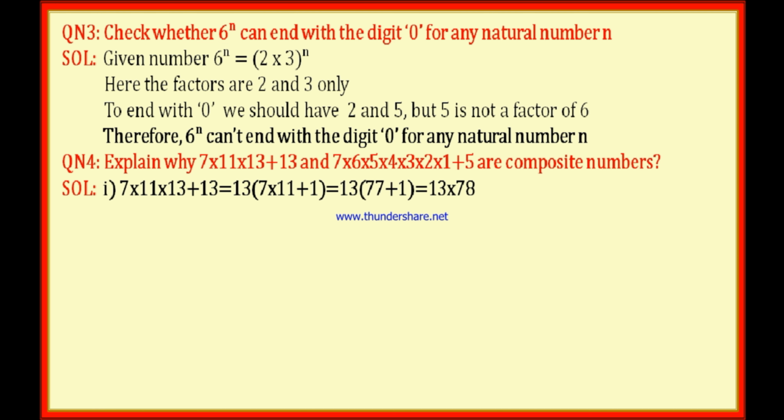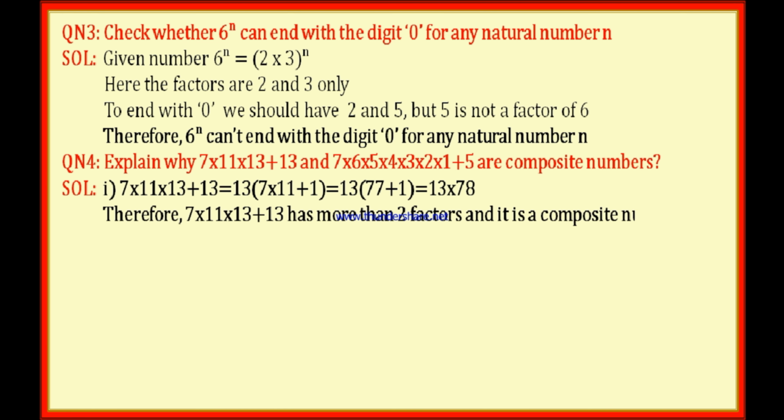If you observe this, it has 1 as a factor and it has the whole product as a factor, and 13 is a factor and 78 is also a factor, and besides this there are 2 and other factors also. Therefore there are more than 2 factors. Since there are more than 2 factors, this given number is a composite number.